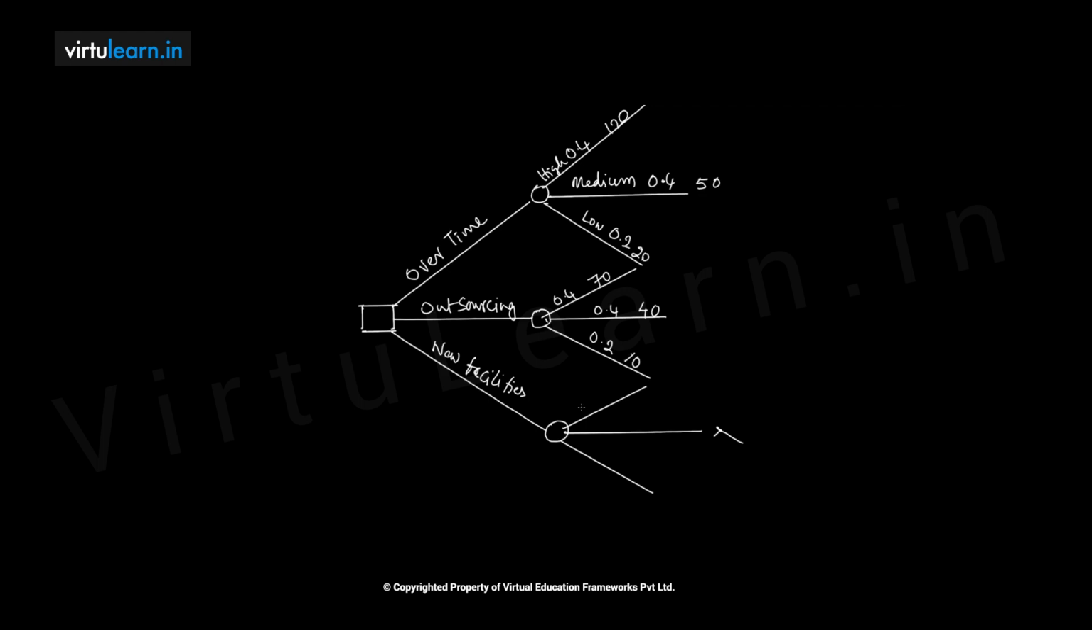Here in case of new facilities, for the high demand with its probability we have got 300 lakhs profit. For medium it is 50 lakhs profit. If the demand is low, there will be a loss of 100 lakhs. So this we put as high demand, medium demand, and low demand.